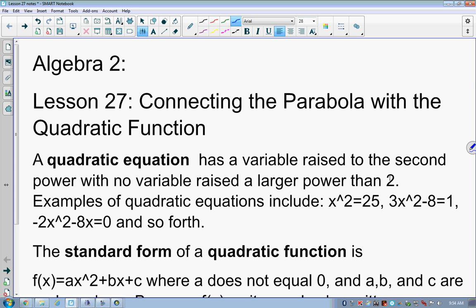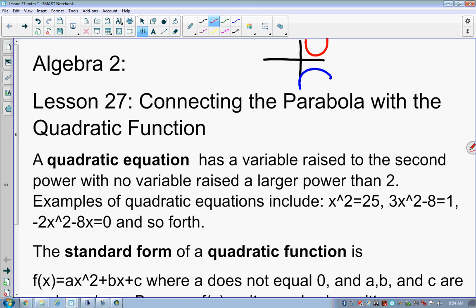A parabola, if we were to look at it on a graph, is going to look like this, where it's a U shape. It could be a U shape going down, or it could be going up. Okay. So we're going to look at some things here.